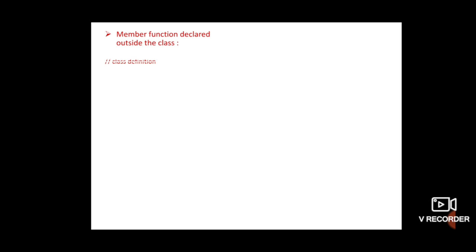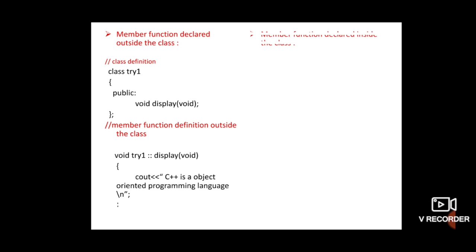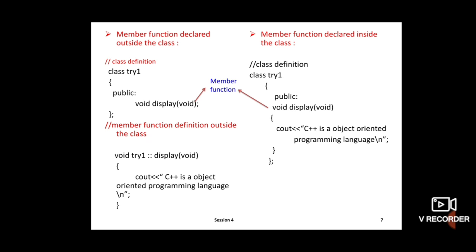Now student, see the difference between a member function declared outside the class and a member function declared inside the class. See once again: for a member function declared outside the class, first declare a class, inside the class declare the access specifier, then declare the member function. Just declare it, then end the class with a semicolon, and after that write the actual coding of whatever goes in display.